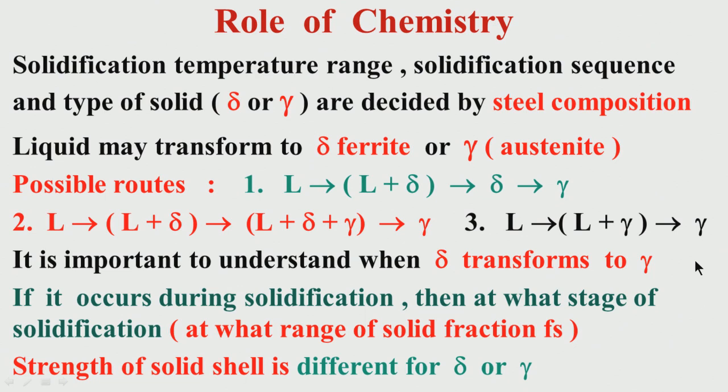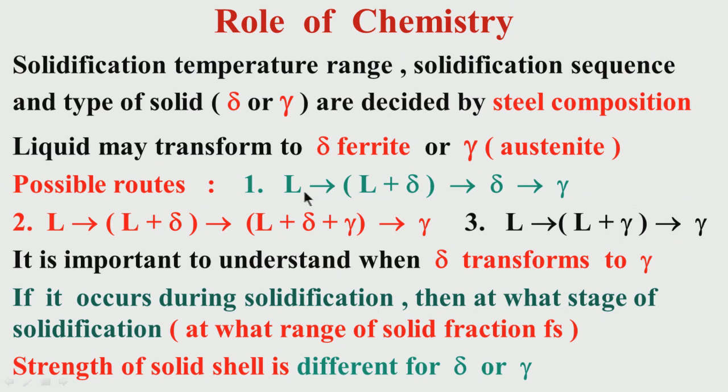Please try to remember. You might say that at 900 degrees centigrade everything is gamma, austenite, irrespective of the chemistry, but that is half of the story. The first half of the story is that we should remember how the solidification is taking place.